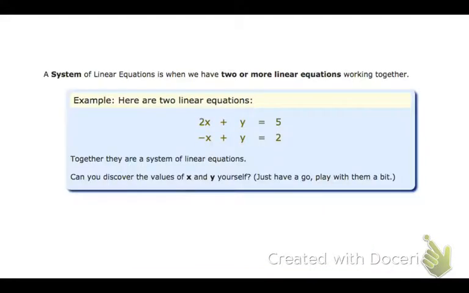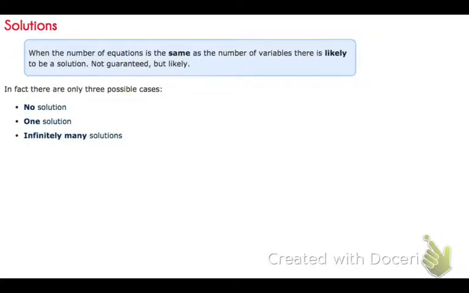A system of linear equations is when two or more linear equations are working together. A linear equation just means that we don't have any squared terms in there. We just have an x and a y, just two variables. And there are different types of solutions that you can have here. A solution is where they're crossing, because linear means that they're lines. So you can either have no solution, one solution, or infinitely many solutions.